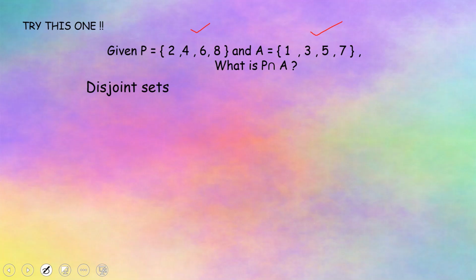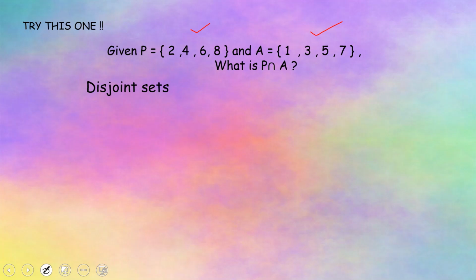Think, think, quickly think, brother, what will it be? What will P intersection A be? Look at the elements, what are the common elements, tell me quickly. Mention in the comment box if you find the elements which are common in both the sets.